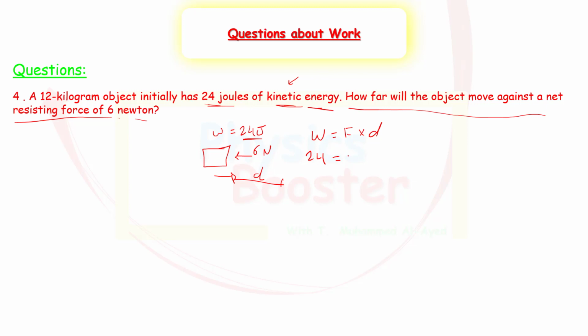So going back to our question, the force is equal to 6. We multiply by the distance, which we do not know. So if you want to find the distance, we will divide both sides by 6. So the answer in our case will be 24 divided by 6. So 4 is equal to D. So the distance is 4 meters. So the answer is B.